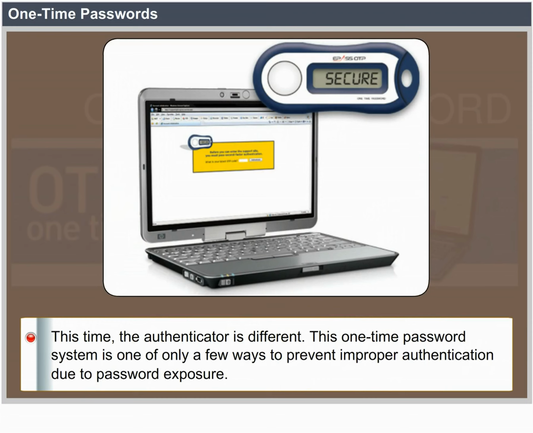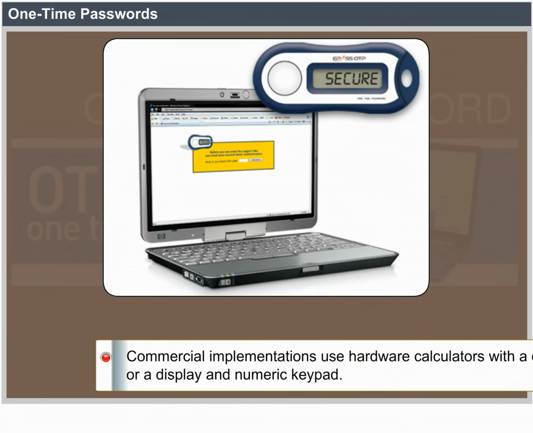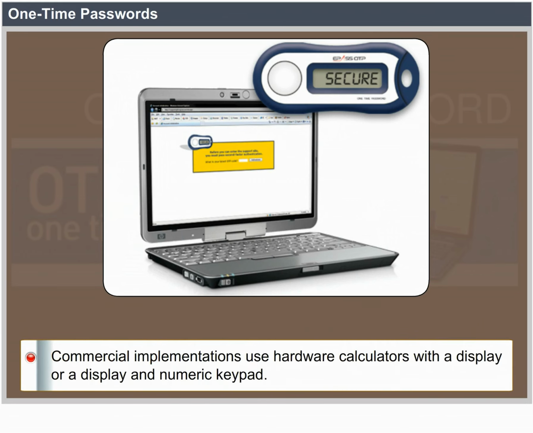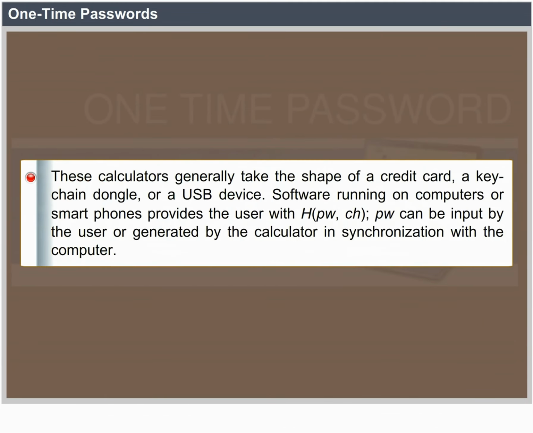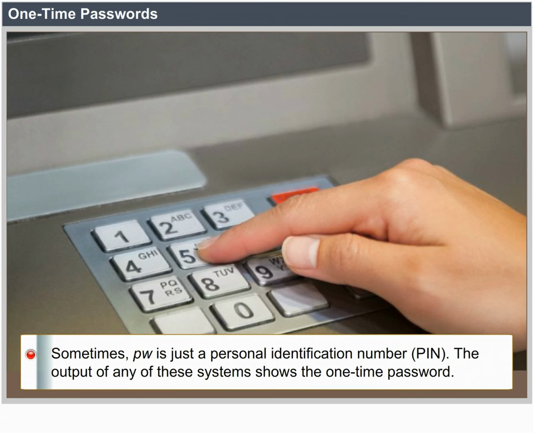One-time password systems are implemented in various ways. Commercial implementations use hardware calculators with a display or a display and numeric keypad. These calculators generally take the shape of a credit card, a keychain dongle, or a USB device. Software running on computers or smartphones provides the user with the H(PW, CH) function. PW can be input by the user or generated by the calculator in synchronization with the computer. Sometimes PW is just a personal identification number, PIN. The output of any of these systems shows the one-time password.